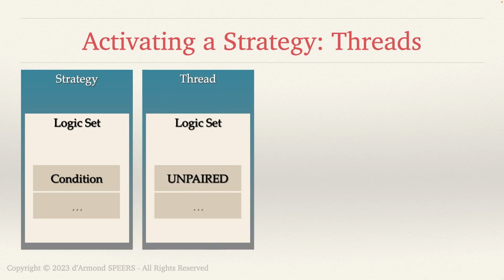If the logic set contains only unpaired conditions, then the logic set is also unpaired, and it can run in an unpaired thread. The logic set inherits its symbol type from the conditions, and the thread can run without a symbol. There can be a maximum of one unpaired thread per running strategy. All unpaired logic sets are added to the single unpaired thread. There doesn't have to be an unpaired thread. If there are no logic sets that contain only unpaired conditions, then the strategy will not run an unpaired thread at all.